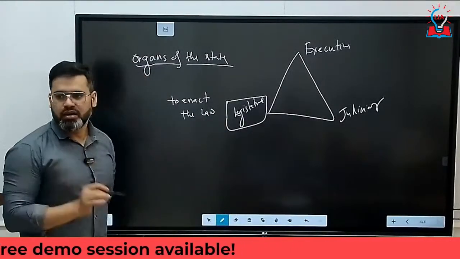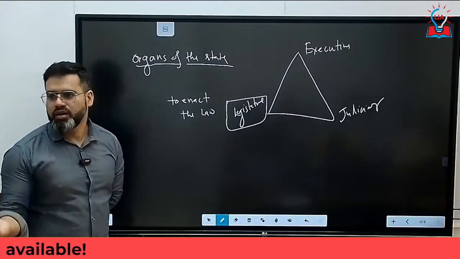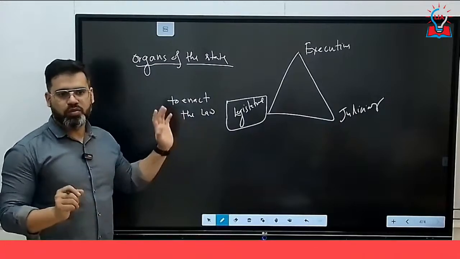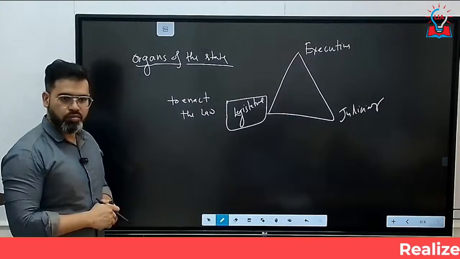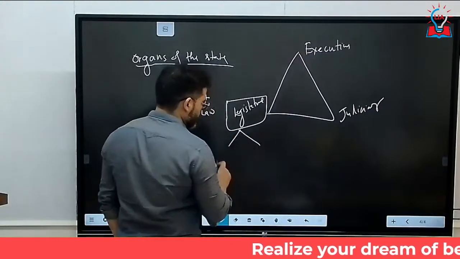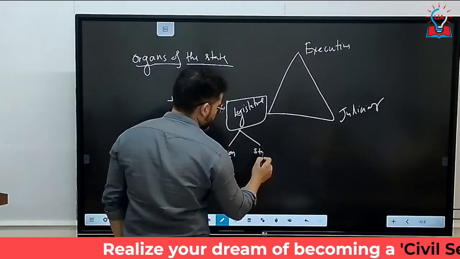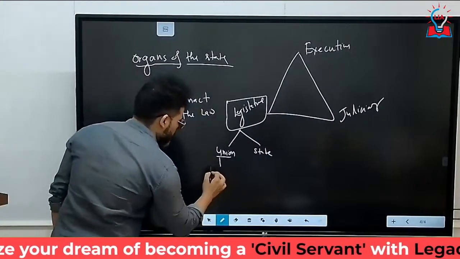to enact the law. Legislature has some other work also, to make government accountable. But what is the main work? Main work is to enact the law. Clear? Example of legislature: you will have two types, one union level, another state level. Clear? At the union level we have Parliament.